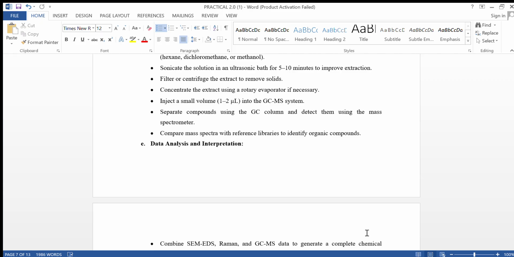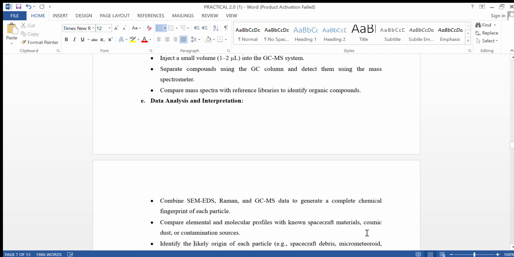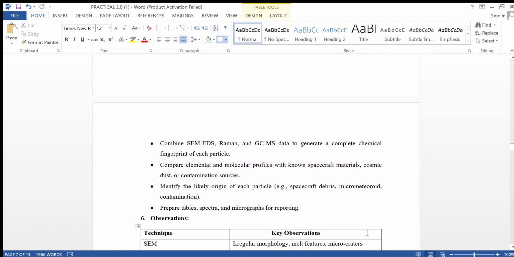Separate compounds using the GC column and detect them using the mass spectrometer. Compare mass spectra with reference libraries to identify organic compounds. Data analysis and interpretation. Combine SEM, EDS, Raman, and GCMS results data to generate a complete chemical fingerprint of each particle.